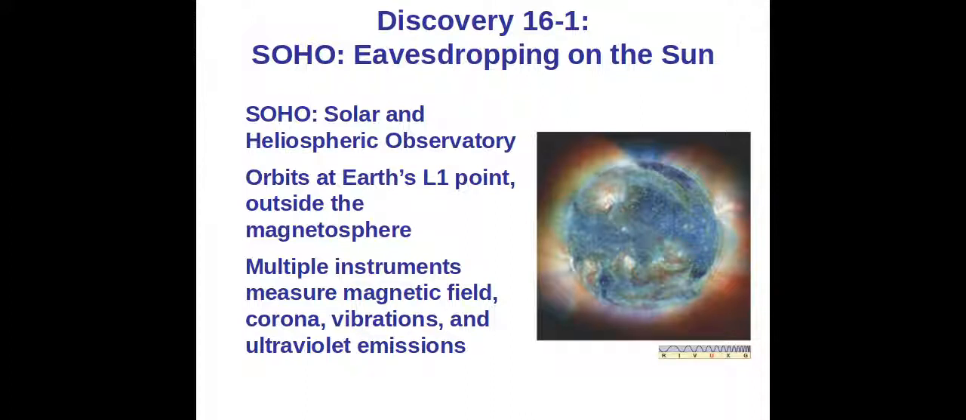A lot of the information that we get comes from what we call SOHO, the Solar and Heliospheric Observatory, which orbits at Earth's L1 point outside the magnetosphere and has a whole bunch of different instruments. Magnetic field, vibrations, and UV emissions are all measured all the time. The L1 point is called the Lagrange point. If you want to look into that, it's actually a pretty cool thing to look up on your own. It's basically where you can put a satellite in orbit and it will just stay there without any propellant or anything.